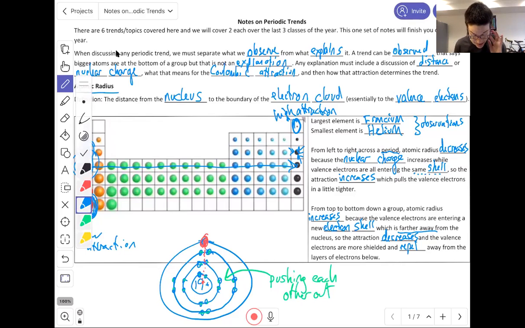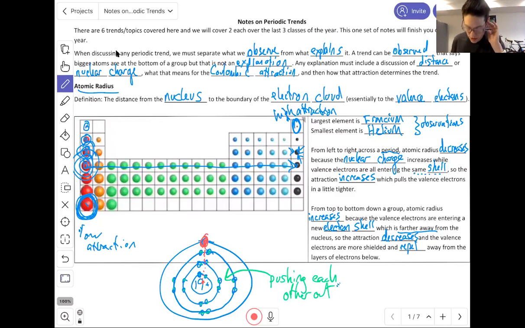So I have a much larger difference in distance and size going down a group than I do across a period, because I've got additional layers and I've got this pushing away. So that's the basics of atomic radius.